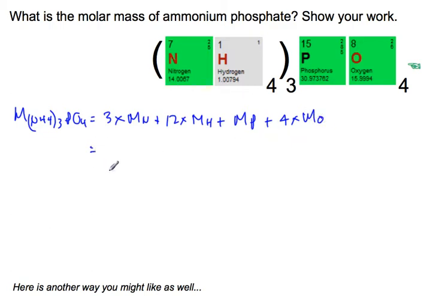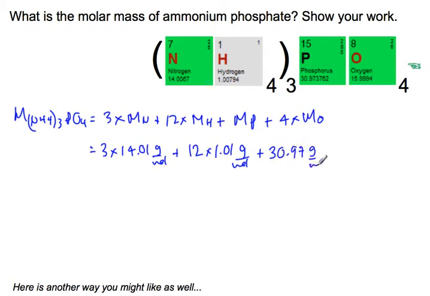And so we're going to write that out. So that's 3 times 14.01 grams per mole plus 12 times 1.01 grams per mole plus the molar mass of phosphorus, which is just 30.97 grams per mole, plus 4 times 16.00 grams per mole. So again, there's the sum of the constituent elements in the compound formula.